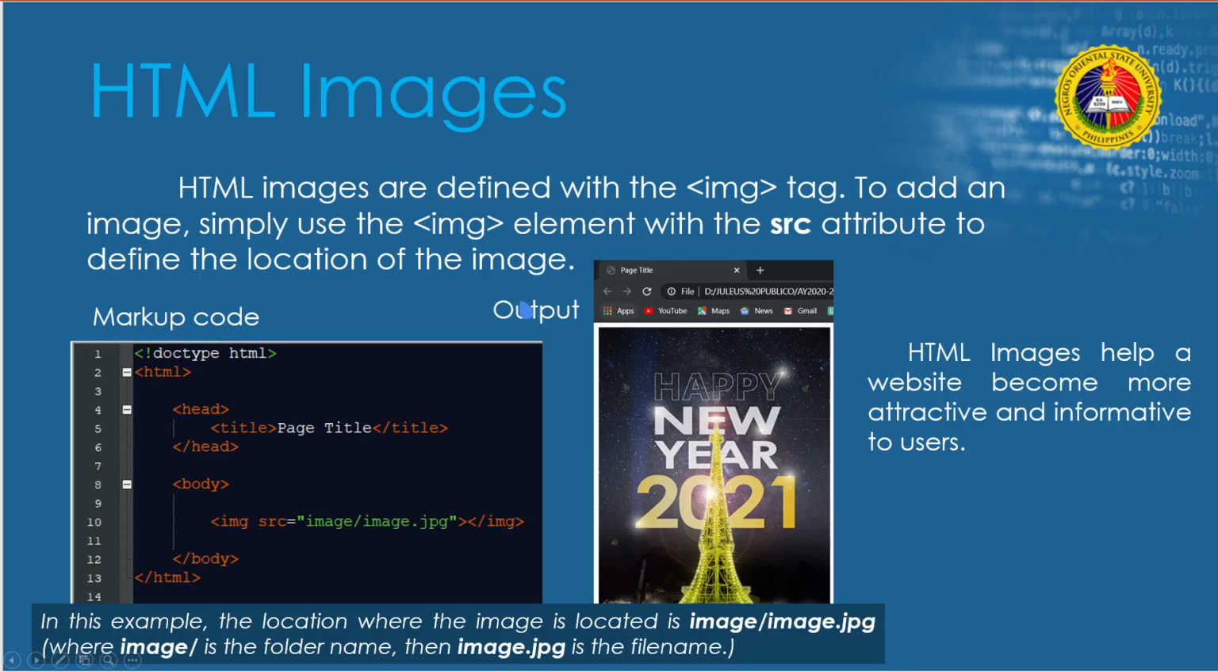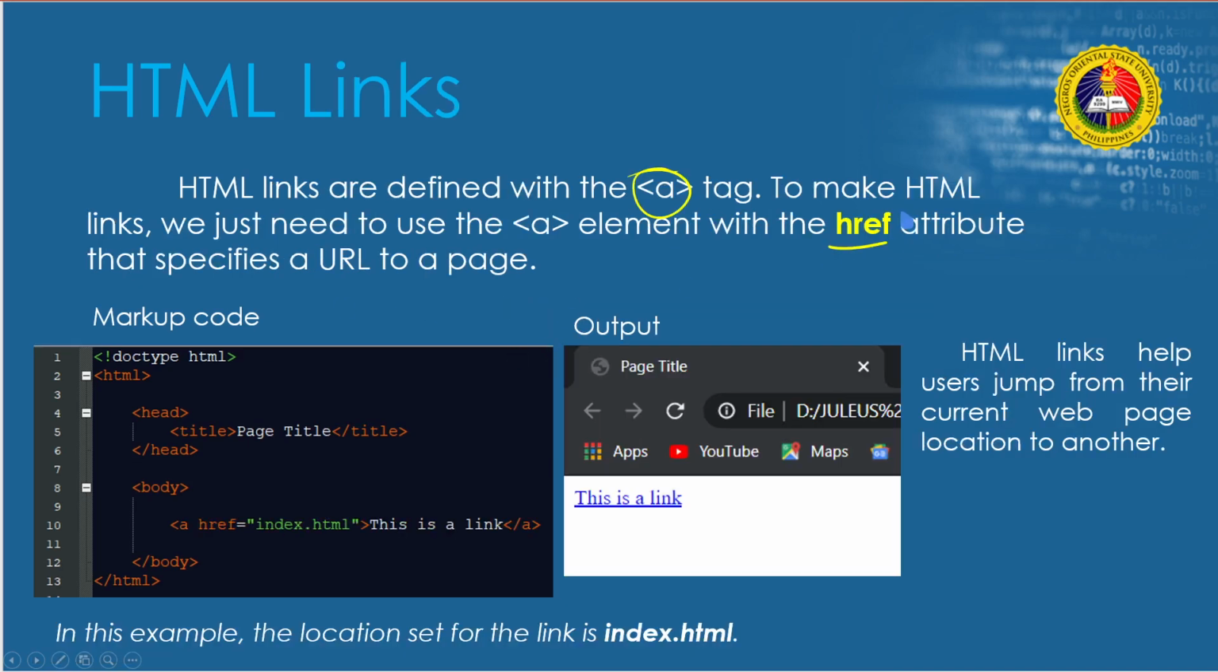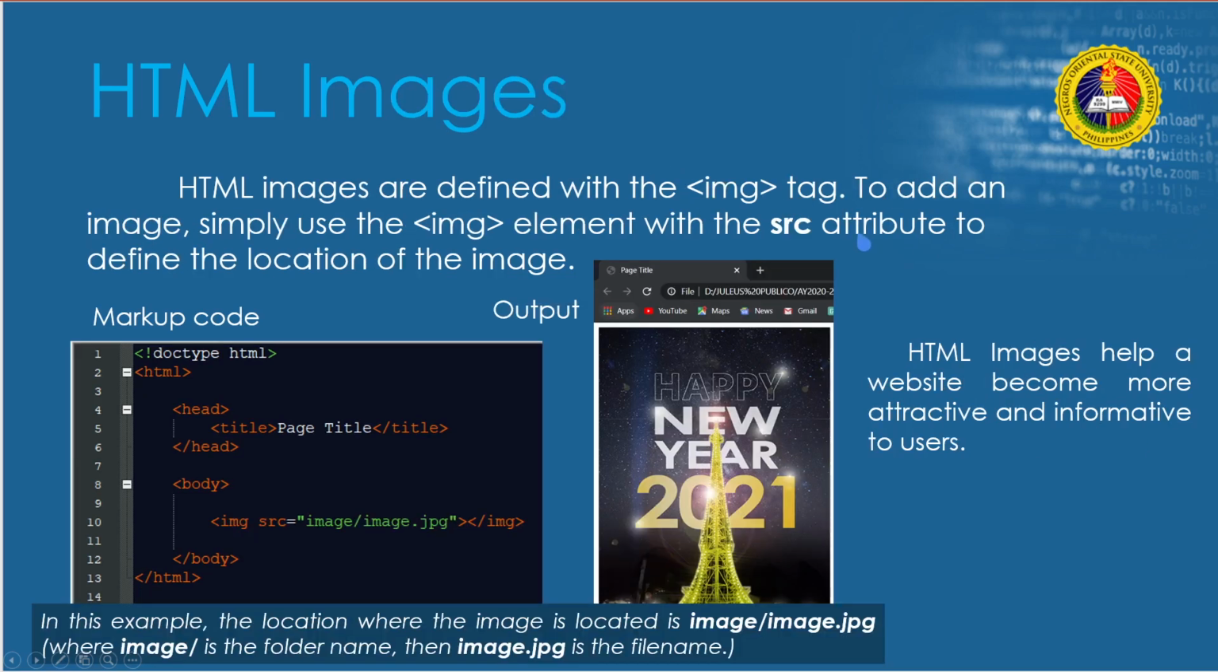Alright, HTML images. Next, we're going to add images to our web page. HTML images are defined with the img tag. Remember, img tag. To add an image, simply use the img element with the src attribute. Notice that there is another attribute this time, src, to define the location of the image. Earlier, the href was to define the location or address of the URL that we will visit, that we will link. This time, we're going to look for the location of the image that we are trying to upload or add.